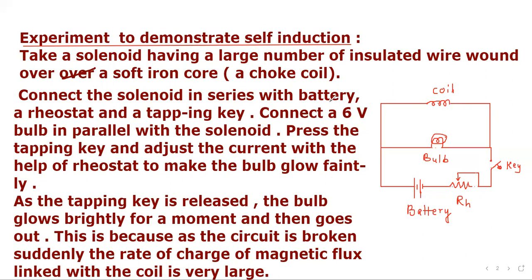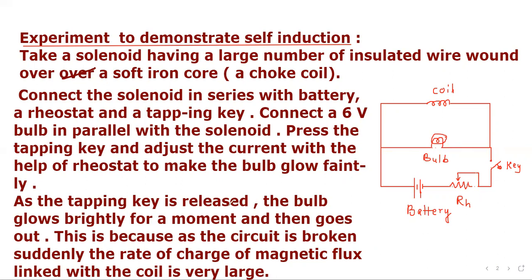Connect the solenoid in series with a battery, a rheostat, and a tapping key. Here, this coil is connected to battery. This is rheostat, and this is tapping key. Now connect a 6-volt bulb. This is bulb in parallel with the solenoid. This is connected here. Press the tapping key and adjust the current with the help of rheostat to make the bulb glow faintly. When this key is pressed, then this bulb glows faintly.